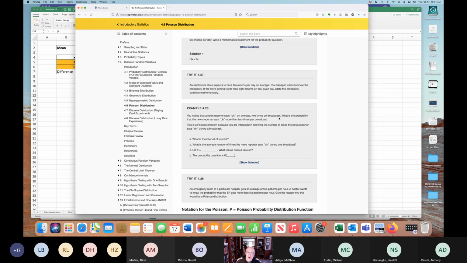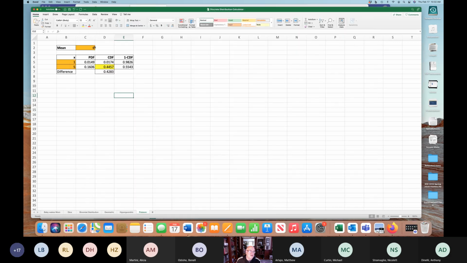Anyways, it's 2 times per broadcast. What is the probability that the news reporter says "uh" more than 2 times per broadcast? This is a Poisson problem, as you're interested in knowing the number of times the reporter says it during a broadcast. What is the interval of interest? What is the average number of times? Well, let's just go to our calculator. Now we put in 2. And let's say, we can put 1 and we can put 2. Okay, so now I have everything I need to answer a question about 2.